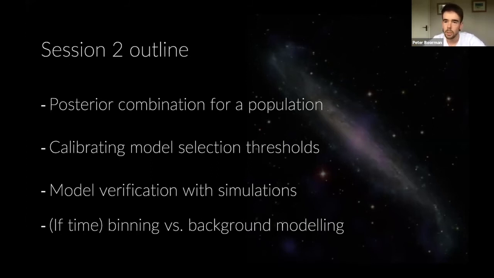So there are some methods where you can calibrate those thresholds. For particular observations that you might have, you can run a whole bunch of simulations and different methods to try and figure out what the false positive rate is. So how many times a particular threshold will select the correct model over the wrong one. Then the third thing was more about model verification.